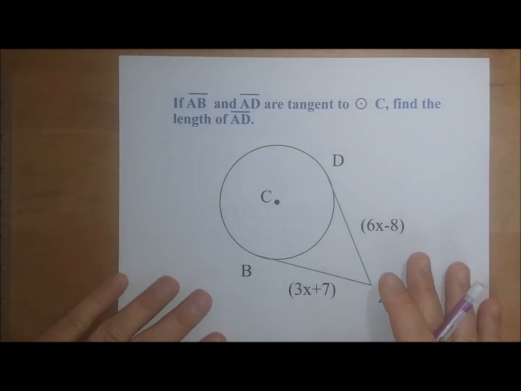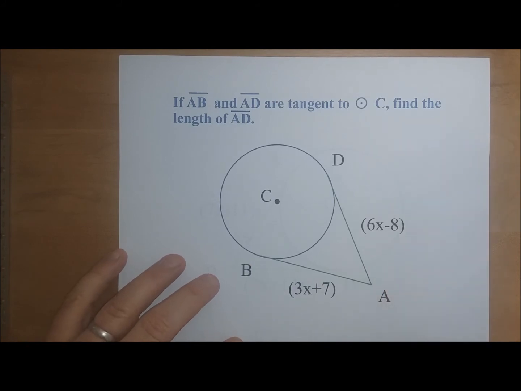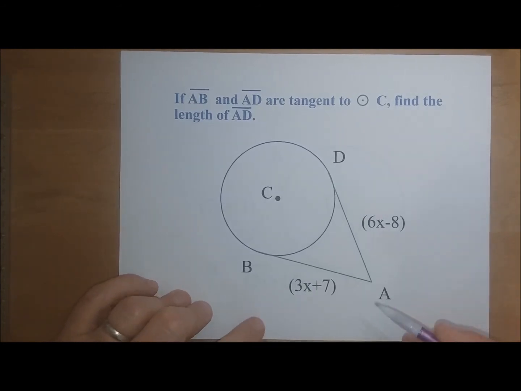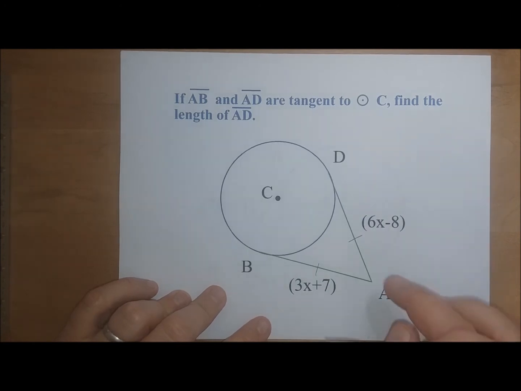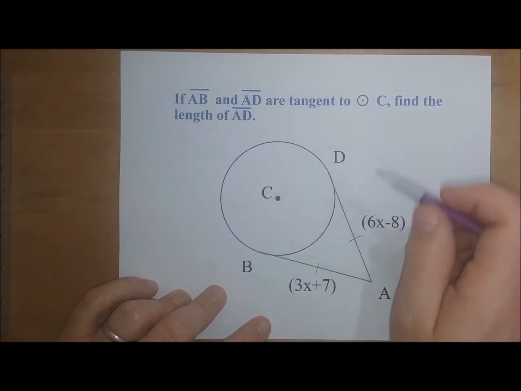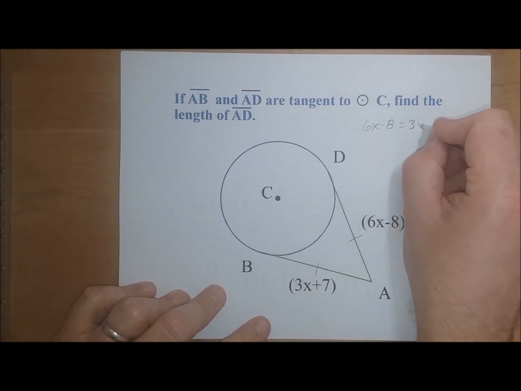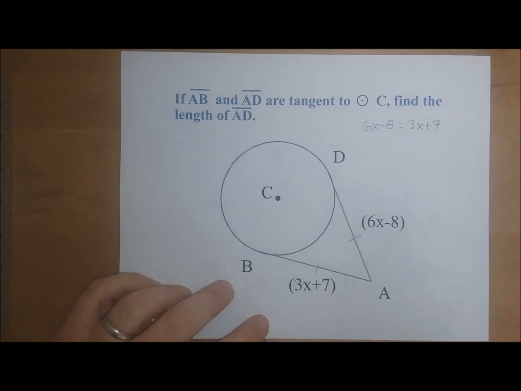Let's start out with a not too hard one. Here they're telling us that AB and AD are tangent to circle C. Okay, if these guys are tangent, then if they're both tangent, both drawn from the same exterior point, then these must be congruent to one another. And you can probably see now what we've got to do. We can find an equation that would help us solve for x. If these are congruent, these expressions must be equal to one another. 6x minus 8 must equal 3x plus 7. Okay, we can go ahead and solve this for x.